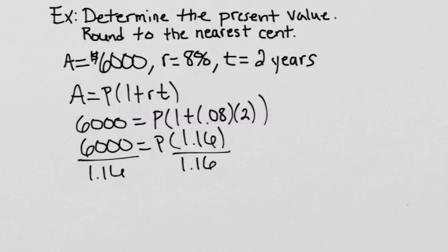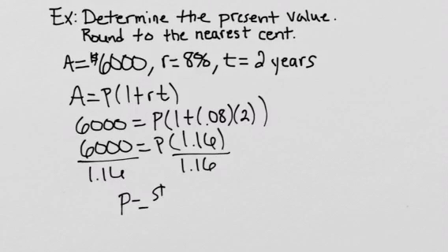And when we do that, we get 5,172.413 and some more decimals. But because we're talking about money, we always round to the nearest cent. And so we get a P value, a present value of $5,172.42. Excuse me, I wrote that backwards. That's $5,172.42.